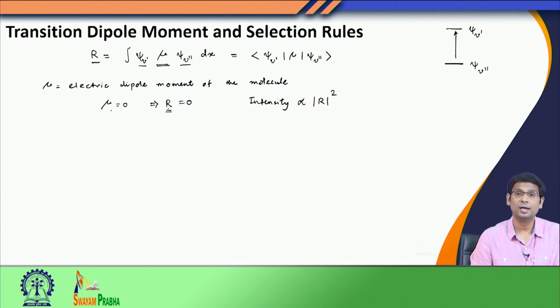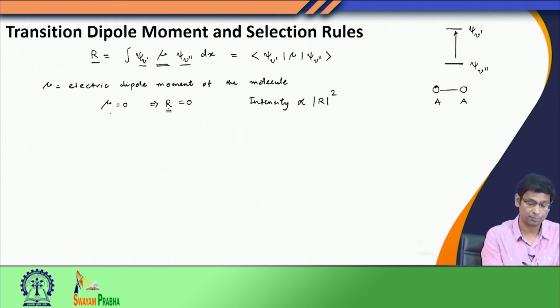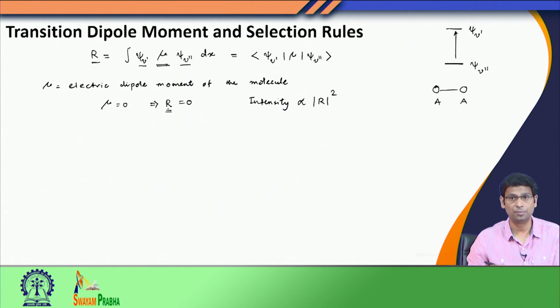What kind of system would have mu equals 0? For example, since we are discussing diatomic molecules, if I consider a homonuclear diatomic, like the oxygen molecule, this molecule will have no dipole moment, and since the molecule does not have any dipole moment, it is going to be infrared inactive, or it will not show any vibrational spectrum. Of course, when you go to polyatomic molecules, the situation will change slightly, and we will discuss more on that part later.